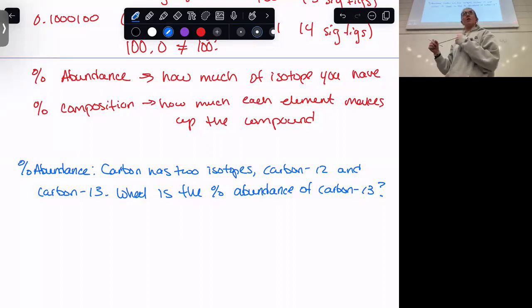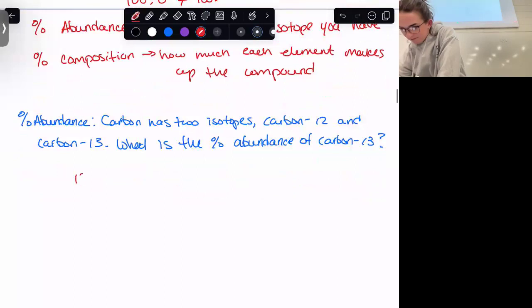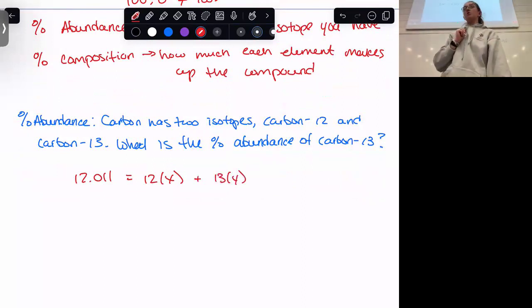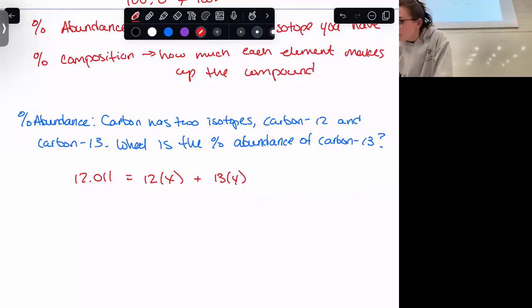Take the molar mass, so 12.1, equals, I guess, carbon 12 times X plus carbon 13 times X, or times Y, I guess, since they're in different percentages. Yep, but what do we typically do instead? Good. So we're going to change this Y component to be 1 minus X.